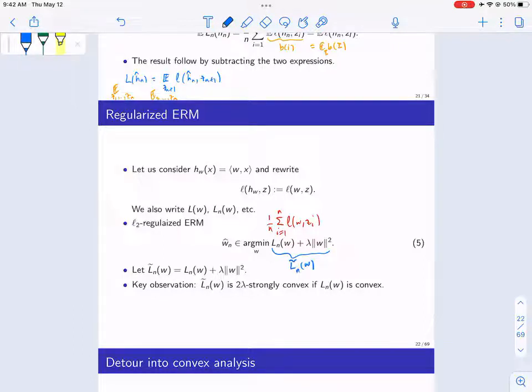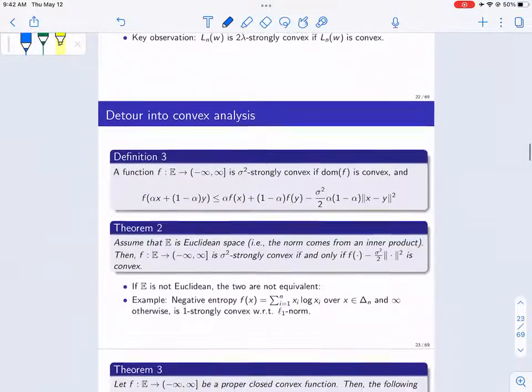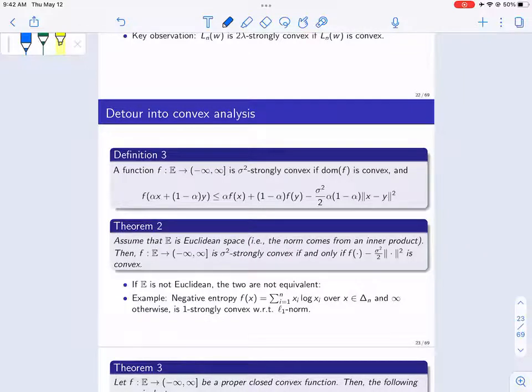So the key observation is that this regularized loss is 2 lambda strongly convex if L_n(w) is convex. We talked a little bit about this. So that's the definition of, let's say, a sigma squared strongly convex function. A function which is strongly convex is also convex. Basically this definition also implies convexity.